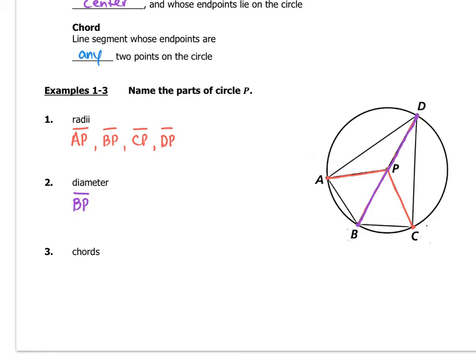Finally, we're asked to identify chords. Chords are any line segments that have both endpoints on the circle. So the first chord I see is line segment AD. So that would be a chord of this circle. Next, I see line segment CD.